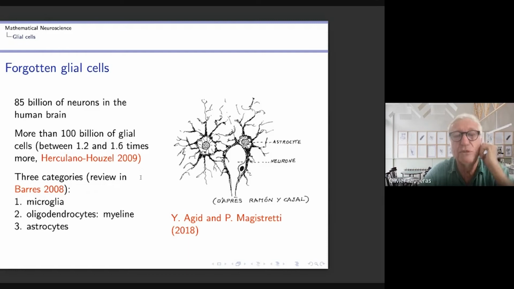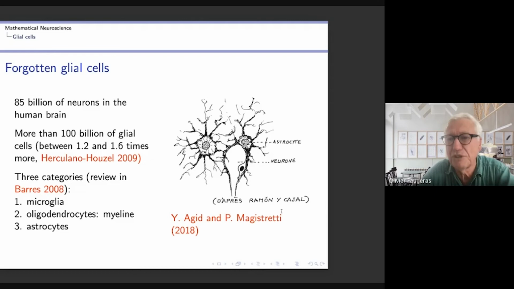There are three categories of glial cells. Microglia, I won't talk about it, I know close to nothing. Oligodendrocytes, myelin, that's what's wrapping around the neurons to make the action potentials travel faster. And the astrocytes, which are extremely important, apparently, as I will try to show. This is a drawing by Yves Agid and from his book with, I forgot the first name, Magistretti. They are two French neurologists who published the book. And this is drawn after Ramon y Cajal.